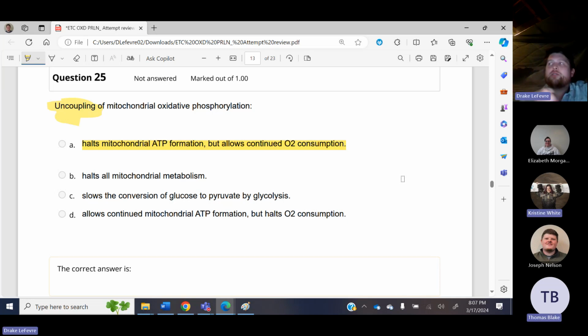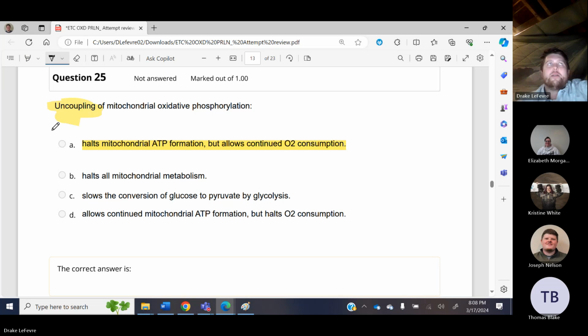So if just the electron transport chain breaks down, we're going to stop that production of ATP, but things before it are still going to be occurring. Again, this is one of the questions that I could see him putting on the test.